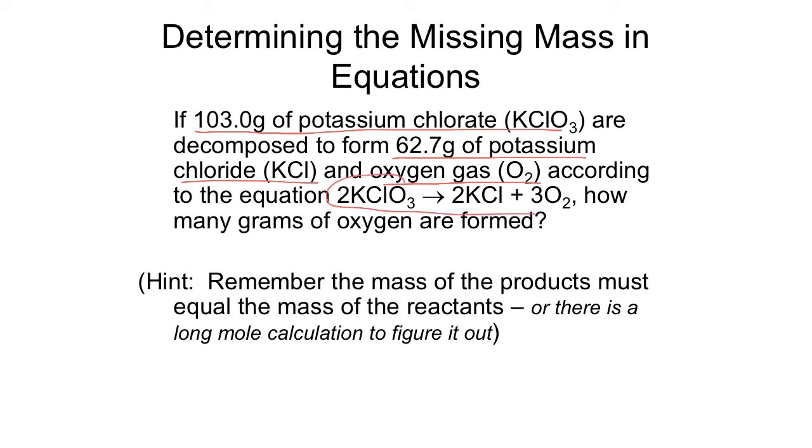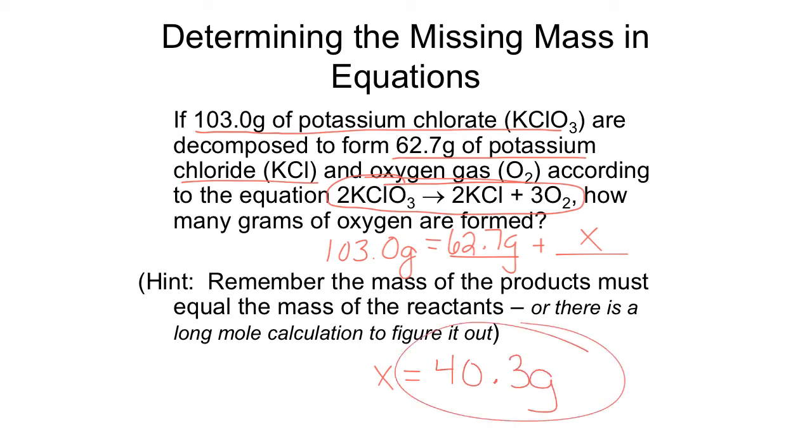So here's our equation. All right, so we start with 103 grams of potassium chlorate. Conservation of mass says our mass before the reaction must be equal to the mass after the reaction. So if the KCl is 62.7 grams, then oxygen would just be my missing mass, and I can just subtract in order to figure that out. So that would give me 40.3 grams.